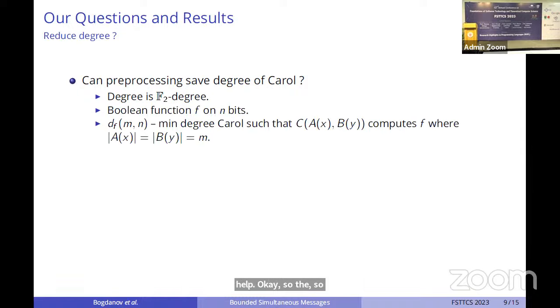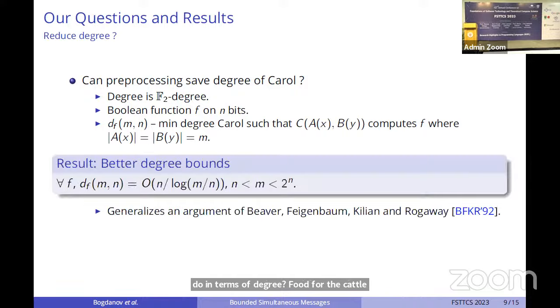So preprocessing can help in certain settings. What we ask is, how much can it help? So imagine that you have a budget of m bits of communication that Alice and Bob can send to Carol, and you want to compute an arbitrary n-bit Boolean function. How much better than n can you do in terms of degree for Carol? Okay, so what we argue is, you can do slightly better. You can show that any function can be computed in something like n over log m over n. Okay, so there is some savings.